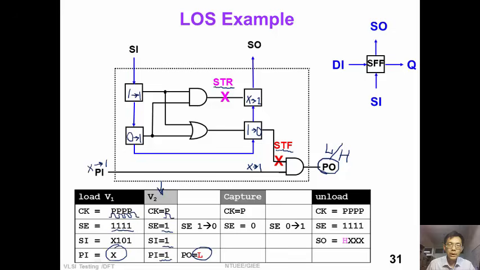Now we are ready to capture the response into the scan flip-flop. So we lower the scan enable signal and pulse one more clock. And this way we can capture the response into this flip-flop. The good response should be logic 1. When we unload the scan chain, if the first bit is logic 0, then we detect this slow-to-rise fault. In this way, we can apply two pattern tests to the circuit.